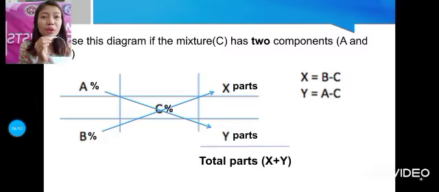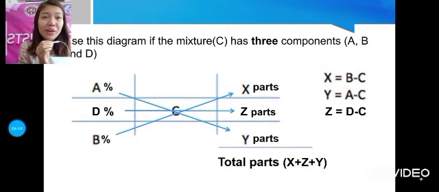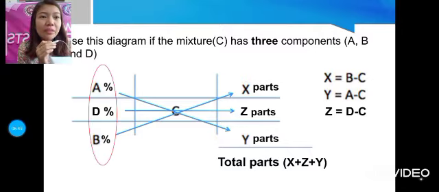In calculating the components using allegation alternate, we use a specific diagram. The diagram we can use depends on the number of components that are to be mixed to have the final mixture. This diagram is used if the mixture has two components. You have here A and B as the components, and C as the mixture. And this diagram is used if the mixture has three components, A, B, and B, as well as C, which is the mixture.